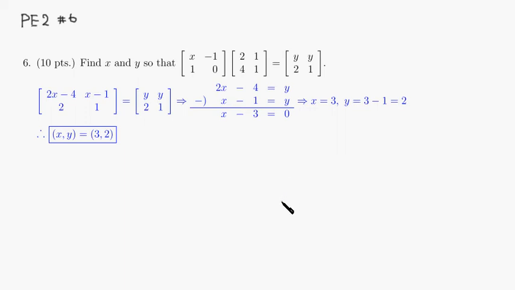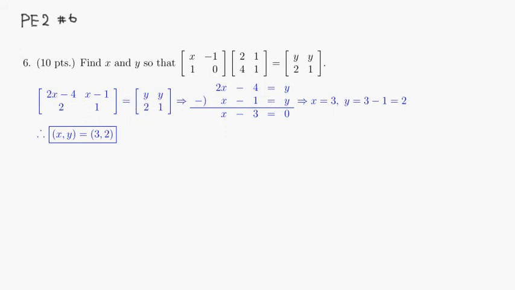All right, let's look at practice exam 2, number 6. We want to find the x and y values from this matrix equation. What we do is carry out the matrix multiplication first, then match up each element. So let's do that.